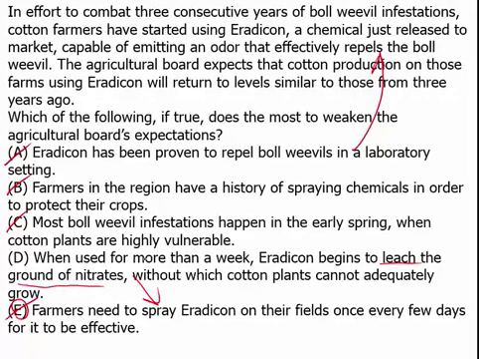So leach the ground of nitrates. Assume that nitrates are what the answer choice says, without which cotton plants cannot adequately grow. That's what we really need to know, that by spraying Eradicon, suddenly poor cotton plants can't grow anymore because the Eradicon killed all the nutrients that they depend on. Oh, that would definitely affect what? Cotton production, going back to the conclusion. Always remember the specific conclusion. And therefore, D is our answer.